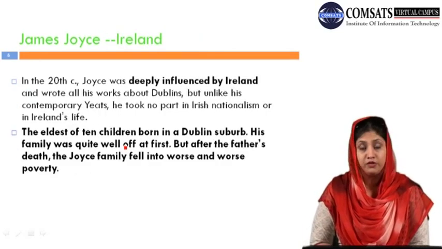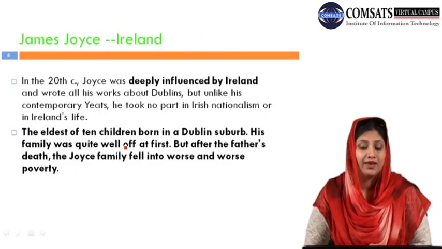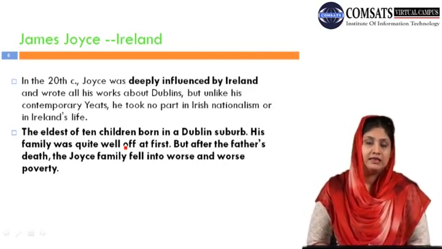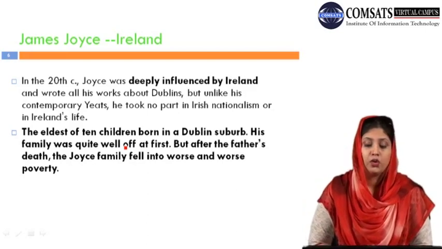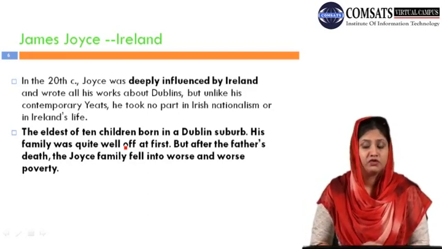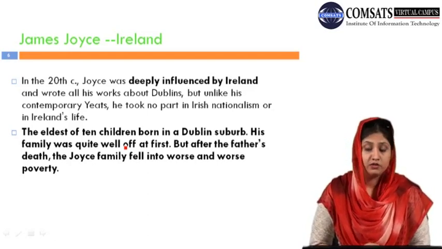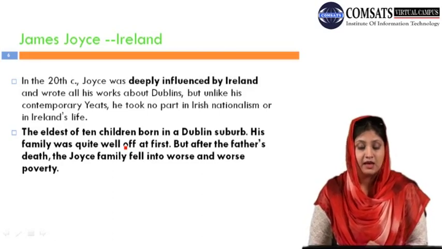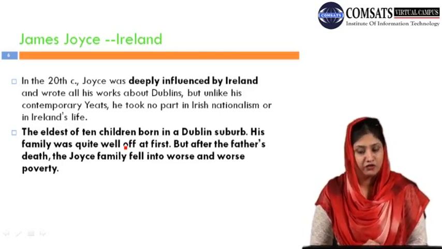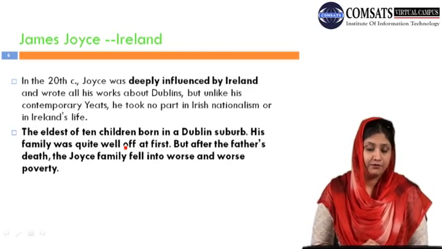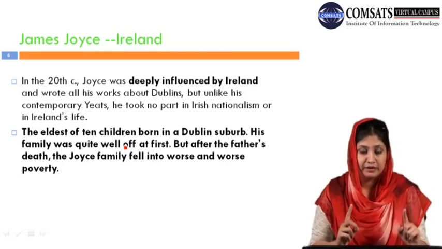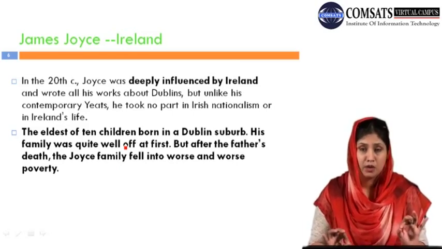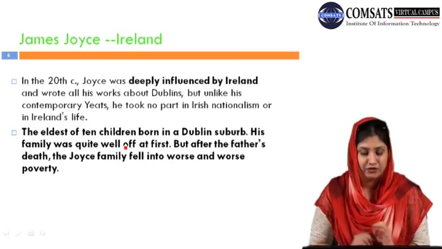So the novel also explores James Joyce's relation with Ireland, with the Irish conflict that was in process at that time. And we see that in the 20th century, Joyce was deeply influenced by Ireland and wrote all his works about Dubliners, but unlike his contemporary Yeats, he took no part in Irish nationalism or in Ireland's life. These are 2 different things that you need to understand. Although he was deeply influenced, he took no practical part in Irish nationalism.